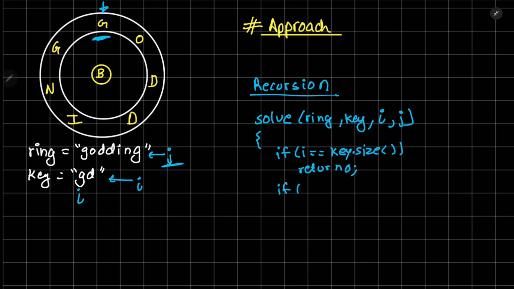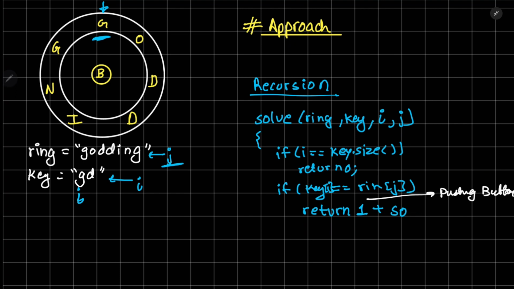Okay, so the condition would be: if key of i is equal to ring of j, then we will have to return 1 plus, we will call the function again for the next i. For example, for this g, this was equal, so what we did was we returned 1 because we have to push the button. This 1 is here for pushing the button, and then we move to the next i.